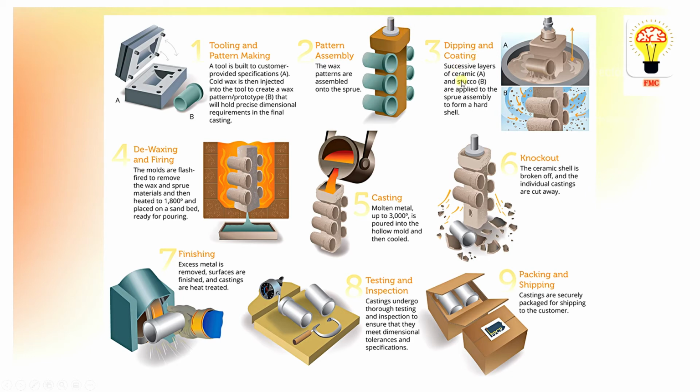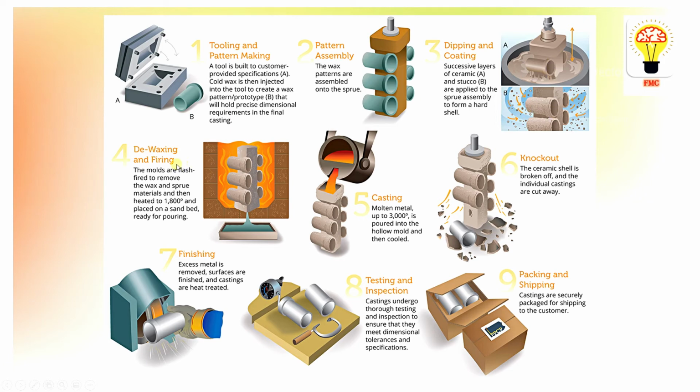And dipping and coating. First we have to dip. The ceramic material will not easily attach to the wax itself, so we have to dip it in some coating, so that it can bind to the ceramic materials. After that, you can see the B side image. It is ready to absorb the ceramic powders or particles which are blasted over that coating, right?